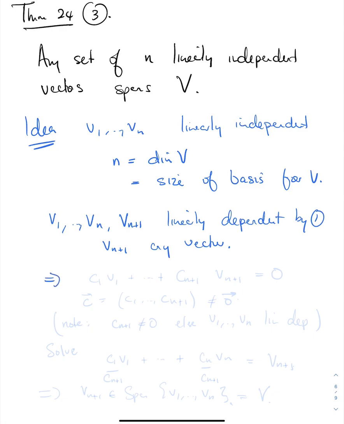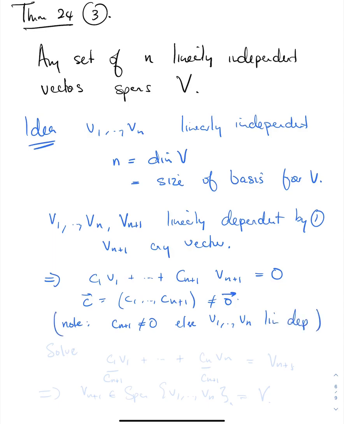What linear dependence means is that such an equation that I'm going to set up is going to be 0. And we'll note the C's aren't going to be all zero, because of linear dependence. And also note that Cn plus 1 itself cannot be 0, else this same equation is going to show that V1 through Vn are linearly dependent.